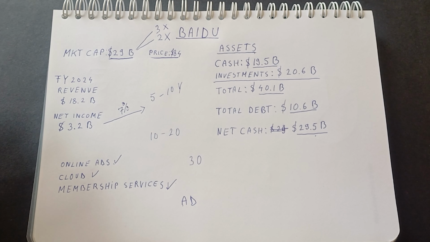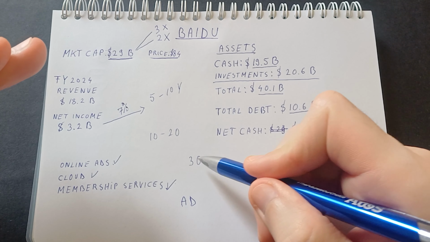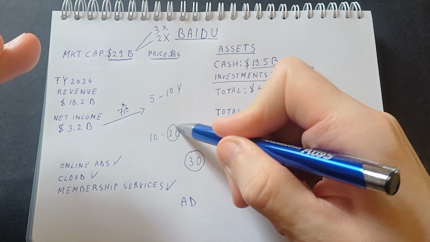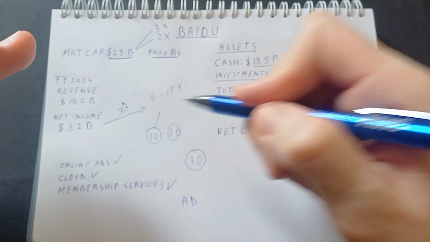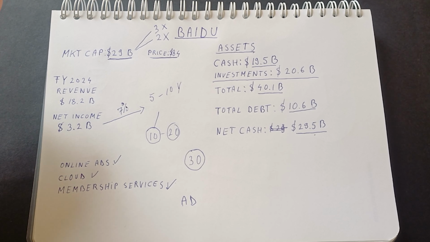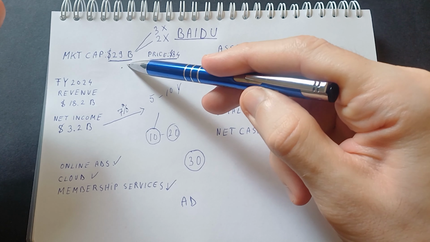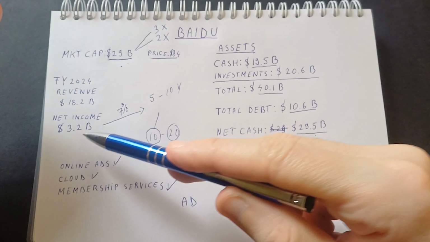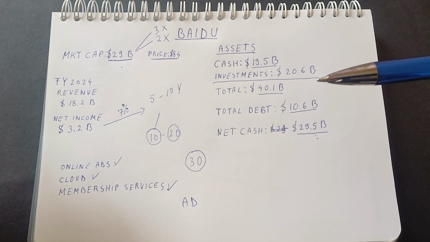So even if the multiple doesn't get to 30, but let's say to 20 or 10, the conservative case, and I recommend to follow this, you can have a double from the current level. Just look, market cap 29 billion, net cash 29.5 billion, net income 3.2 billion. You can have a double easily.